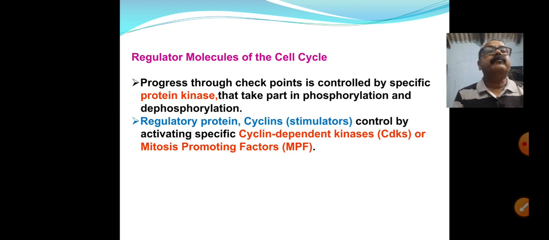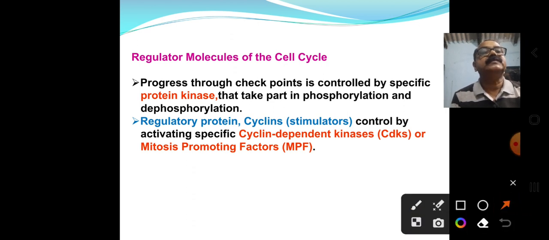There are regulator molecules which regulate the cell cycle. The process through checkpoints is controlled by specific protein kinases that take part in phosphorylation and dephosphorylation. Regulatory proteins, which are known as cyclins, are stimulators. The cyclins are controlled by activating specific cyclin dependent kinase or mitosis promoting factors.